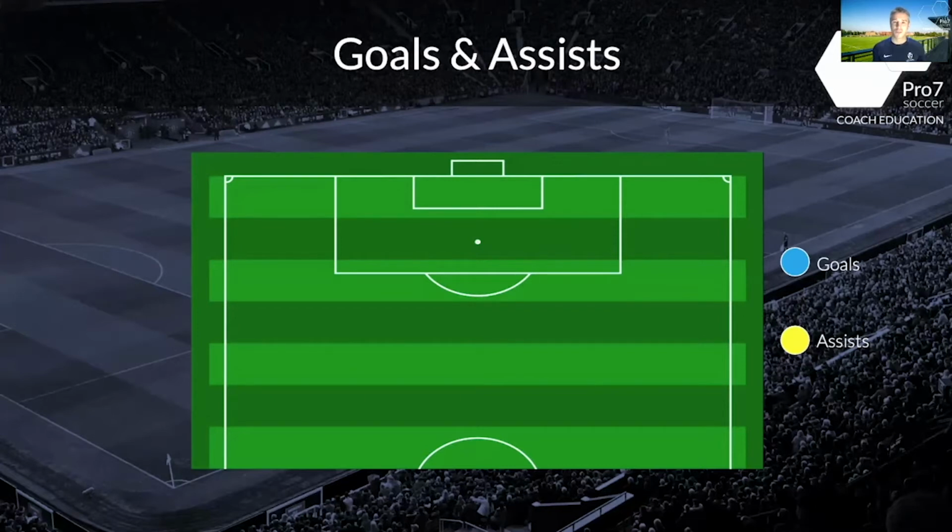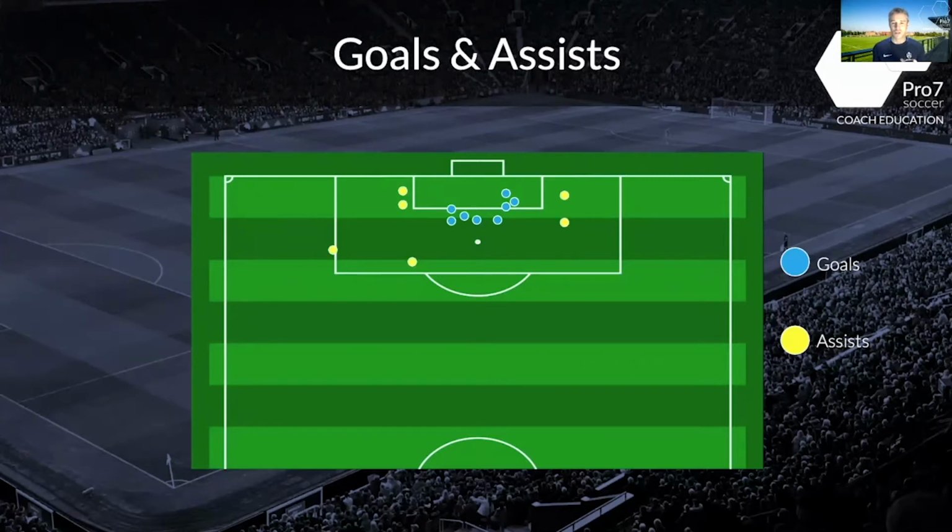But was there anything that any of you noticed about the type of goals that were scored and where the last pass or the assist came from on the pitch? That was the question I asked myself. I wanted to know where the goals were scored from and where the assists came from. So I actually mapped out every single goal that they scored throughout the season.